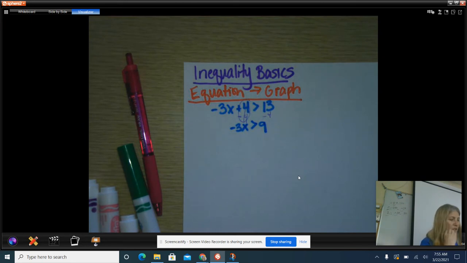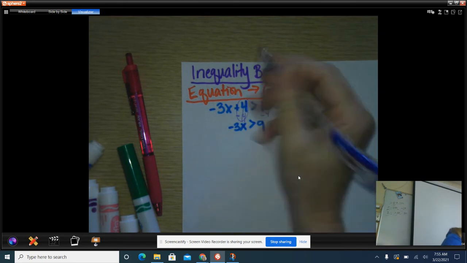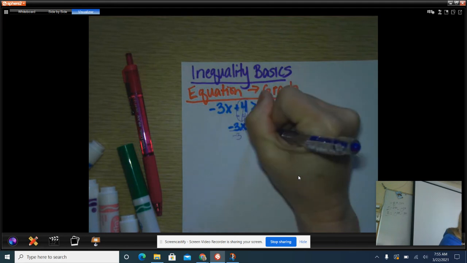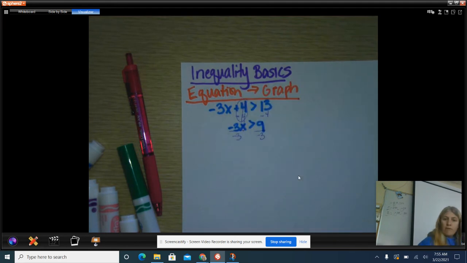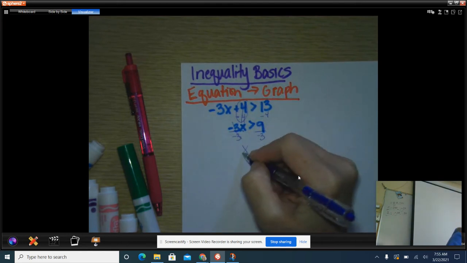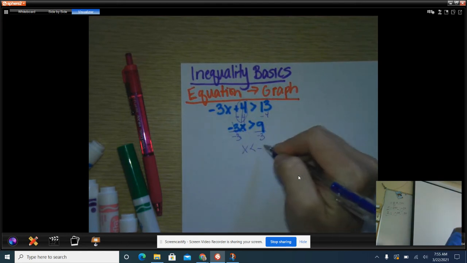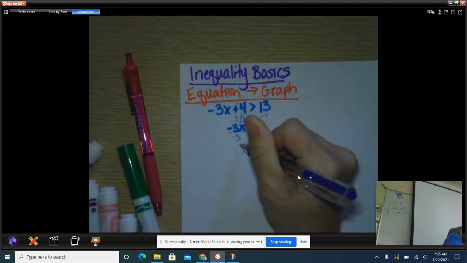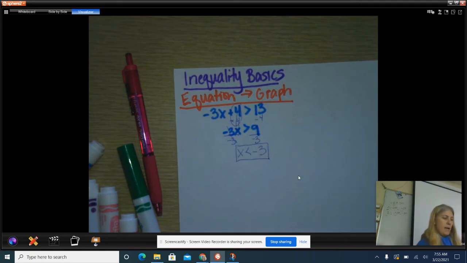Now we are going to go ahead and divide both sides by negative 3. Now this is the one that people get confused quite a bit about. When you are dividing by a negative, you need to flip the inequality. So that becomes x is less than negative 3.